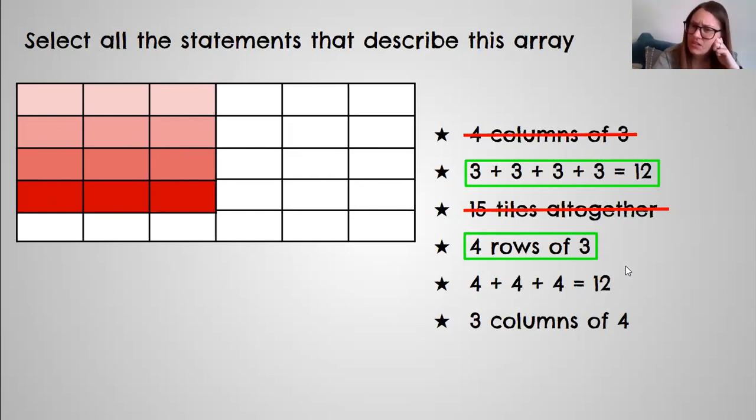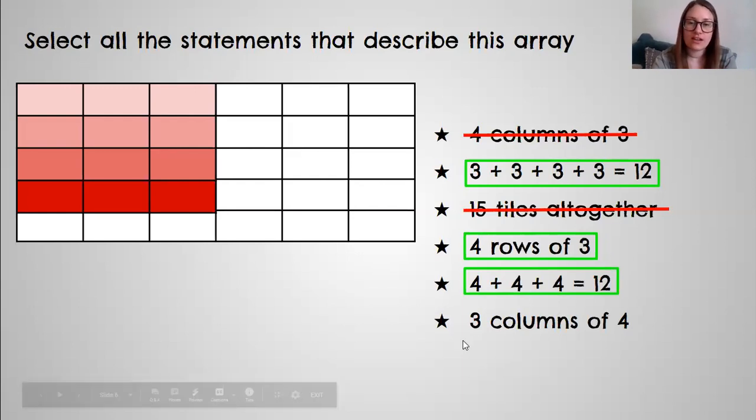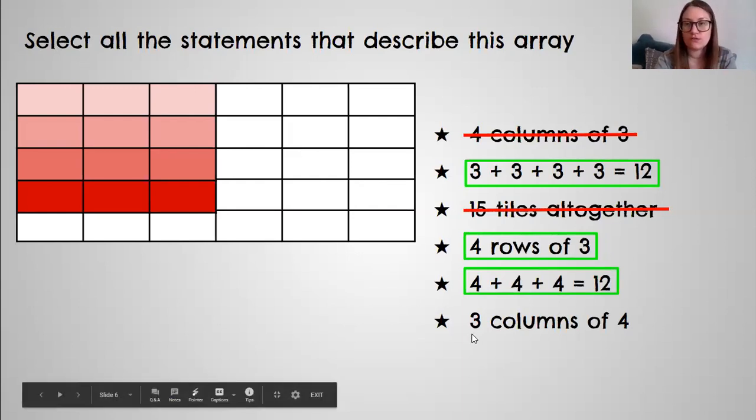So what do you think about this one? True or false? If you said true, kiss your brain. You're right. There are 2 different repeated addition equations. Just like the problem we looked at right before this, you can look at columns or you can look at rows. Your repeated addition is going to be different, but the total or the answer is going to be the same. So that brings us to our last one, 3 columns of 4.